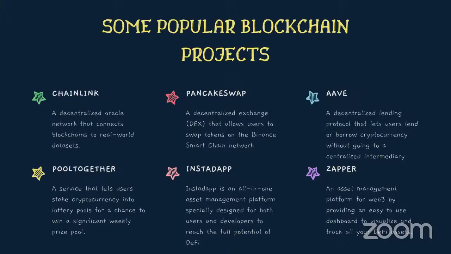Then also we have Pool Together. Pool Together is a DeFi service that lets users stake cryptocurrency into lottery pools for a chance to win a significant prize every week. So in Pool Together, you do not lose your money. You just deposit your cryptocurrency into the lottery pools, then you stand a chance to win at the end of the week. And if you do not win, your deposited money still remains there. So it's a win for all. You don't lose your money, but you can win.